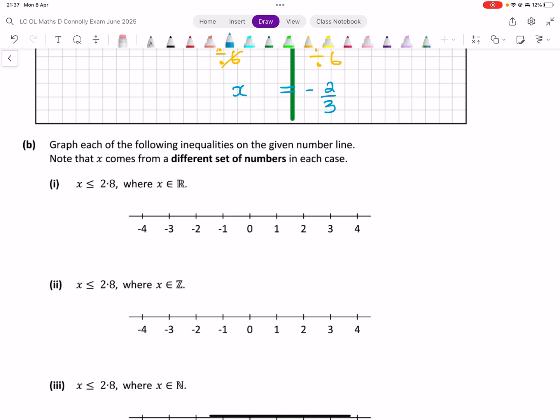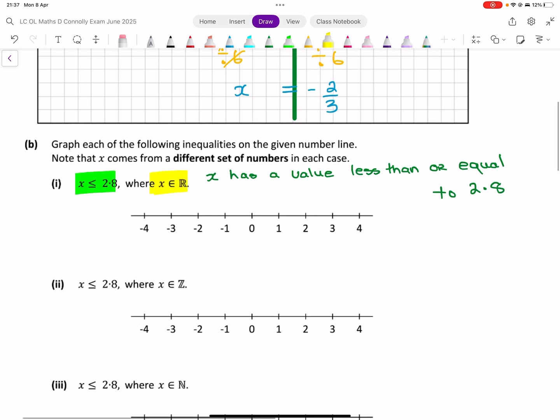Graph each of the following inequalities on a given number line. Note x comes from a different set of numbers in each case. Okay, so we have to translate this. So x has a value less than or equal to 2.8. And then it says here that x is an element of R, so that's real. And remember that real is all numbers.